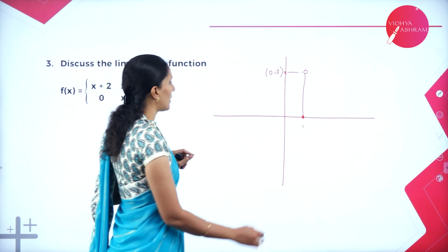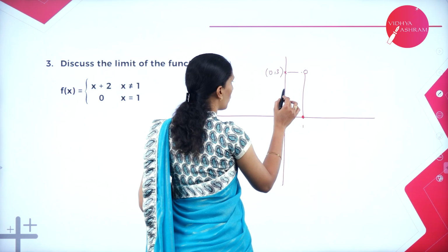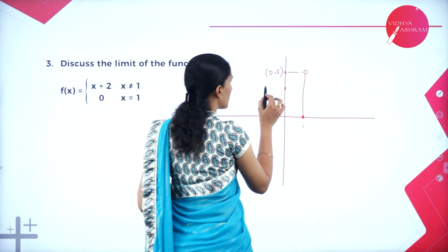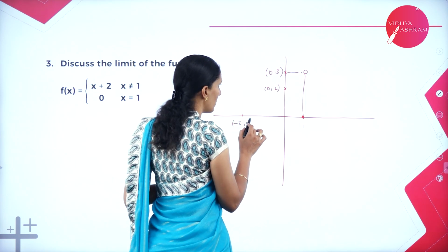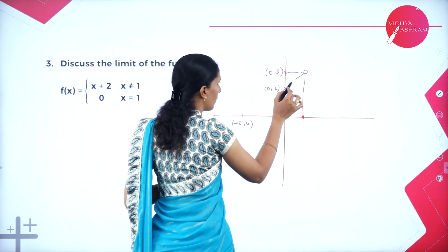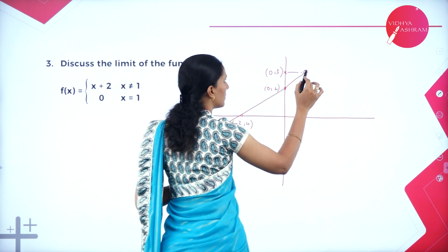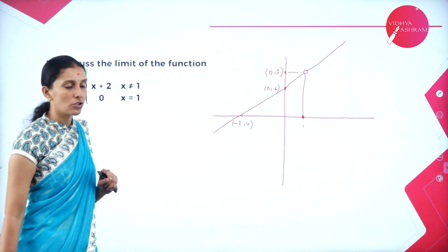Next, at 0, it is equal to 2. So, this is the point (0, 2). And let me take this point as (-2, 0). So, this is a line, we'll get a straight line. This is how the function is defined.